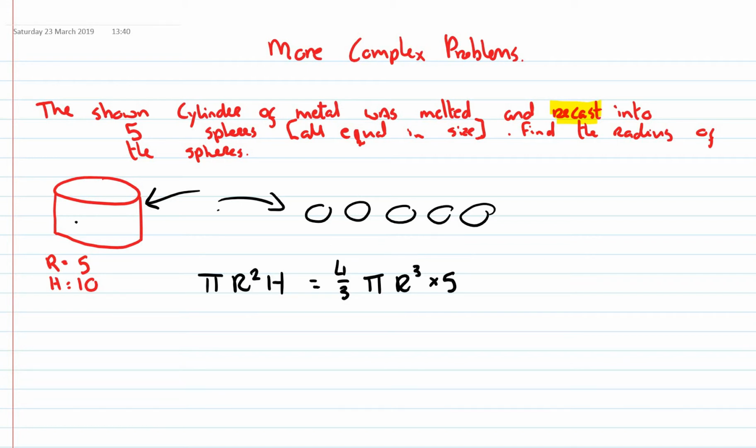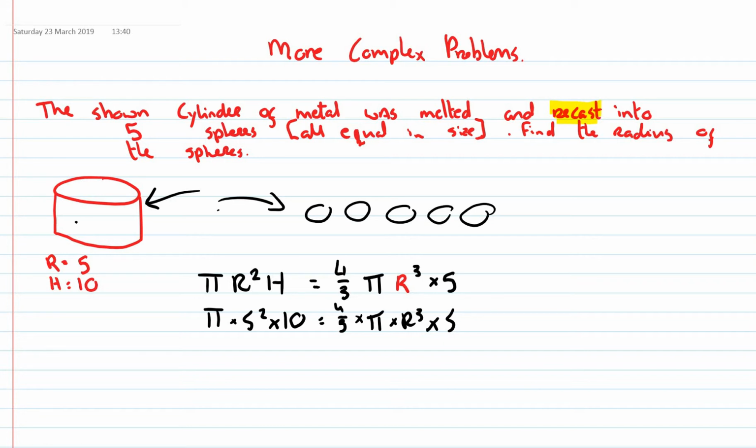And all I do now is fill in what I know. This is what I don't know, this radius, this is what I want, and I'll use a bit of algebra to find that. First of all, in something like this, generally I'll leave pi as it is, because generally it'll cancel out. We know what the radius is, it's 5 squared. We know what the height is, it's 10. 4/3 multiplied by pi multiplied by the radius cubed multiplied by 5.